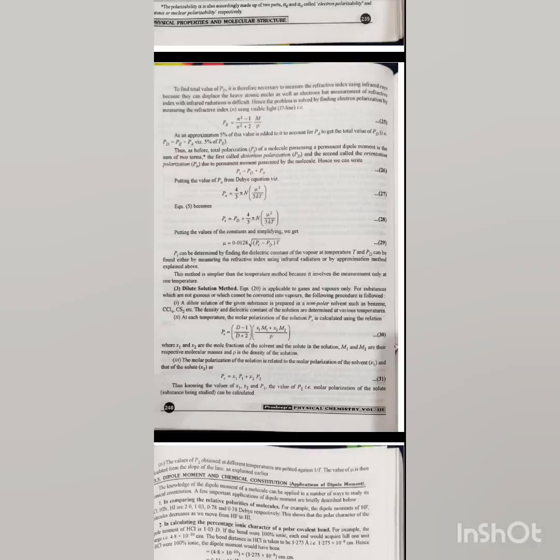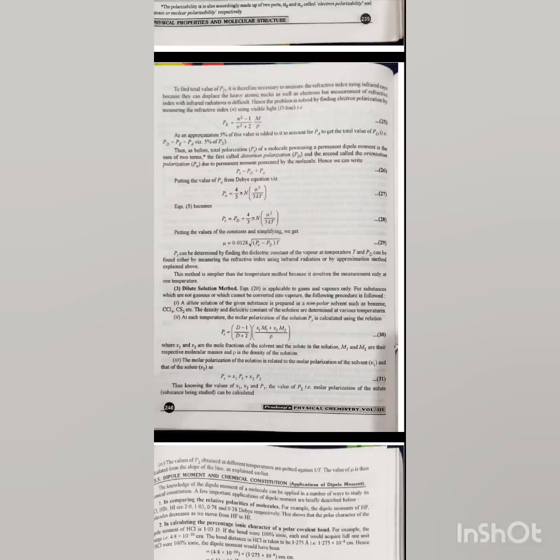Second, at each temperature, the molar polarization of the solution Ps is calculated using the relation Ps = (D − 1)/(D + 2) × (x1 M1 + x2 M2)/ρ, equation 30, where x1 and x2 are the mole fractions of the solvent and the solute in the solution. M1 and M2 are the respective molecular masses, and ρ is the density of the solution.